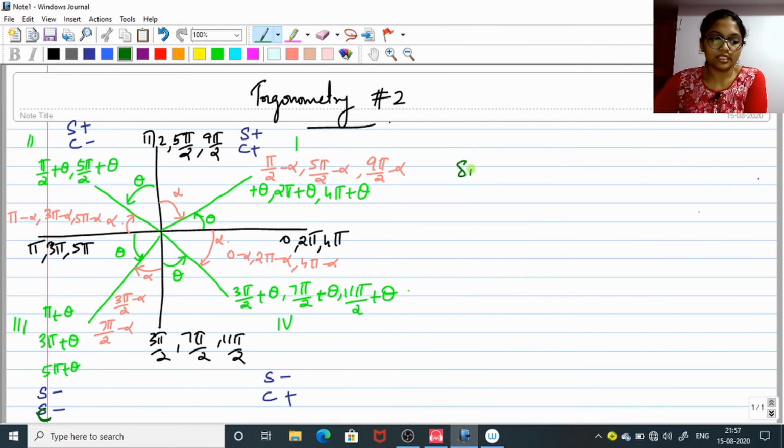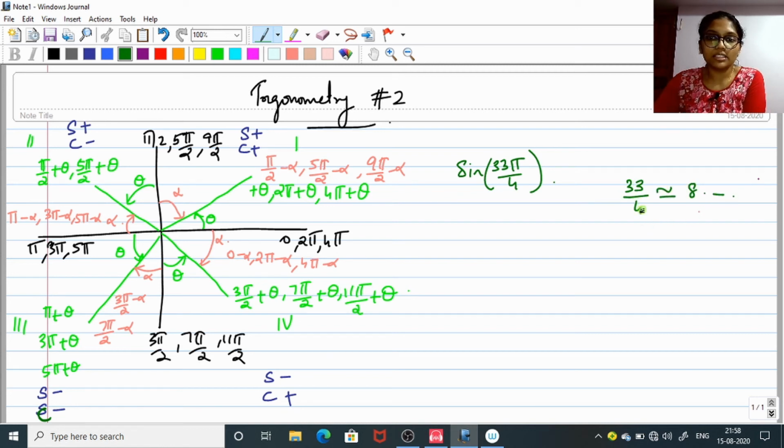I'm giving a question, sin 33π/4. We never know in which quadrant it is going to lie. A technique is there: you just divide 33 by 4. It is approximately equal to 8 point something.